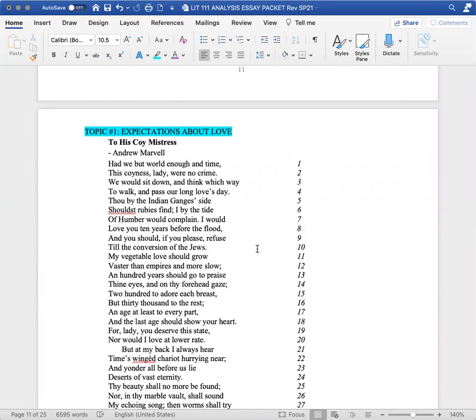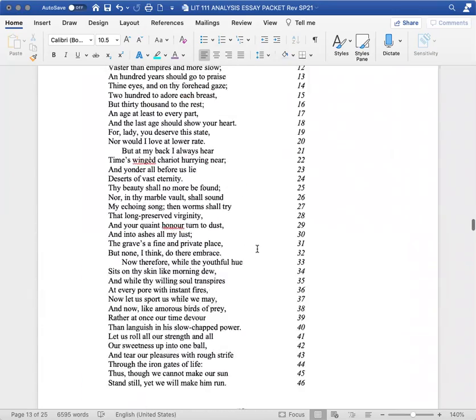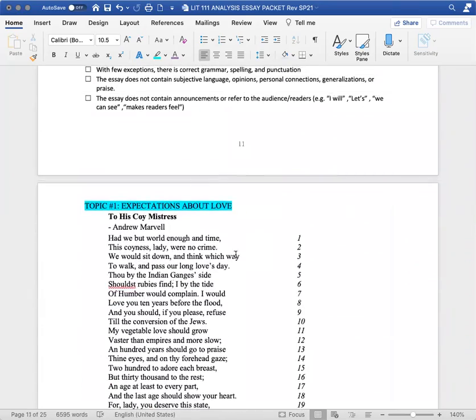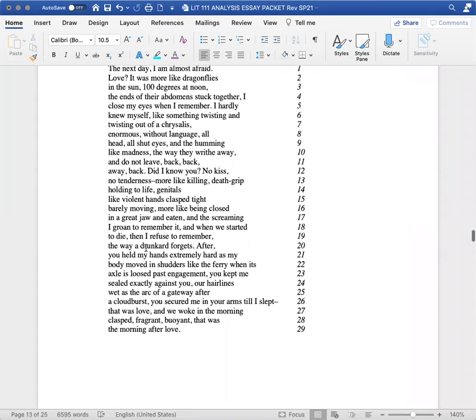Now the poems. All right, and that's it. So the only thing I'm going to say here is, what I did is I gave you the topic. So if you pick topic 1, here are the 2 poems for topic 1. All right, and I even gave you all the line numbers, so it's easy to reference.